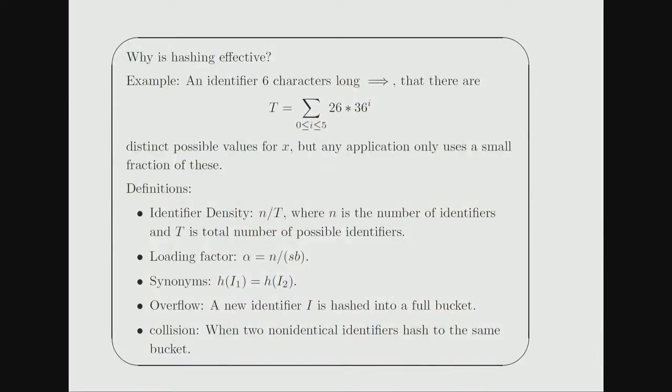Hashing is very effective, and why is it effective? Because if you look at an identifier which is 6 characters long, assuming that we are using the letters of the English alphabet, there are 26 to the power of 6 distinct possible values for x, but any application actually uses a very small fraction of these. That is what we are saying: there are so many different possibilities for a 6-character identifier, which is given by the expression t in this view graph, but out of which only in an application you are going to use a very small fraction of them.